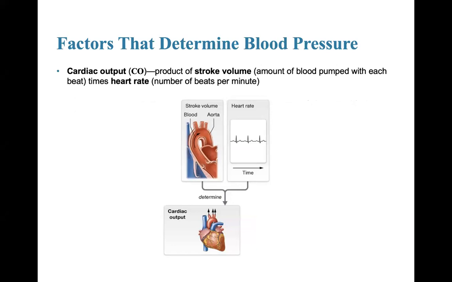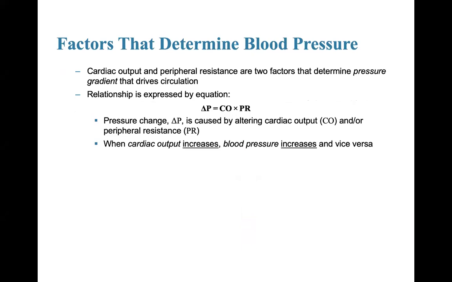Cardiac output. We talked about cardiac output as a product of stroke volume and heart rate. Cardiac output and peripheral resistance are two factors that determine the pressure gradient that drives circulation. And that relationship is expressed as cardiac output times peripheral resistance and the change in pressure. When cardiac output increases, blood pressure increases, and vice versa.